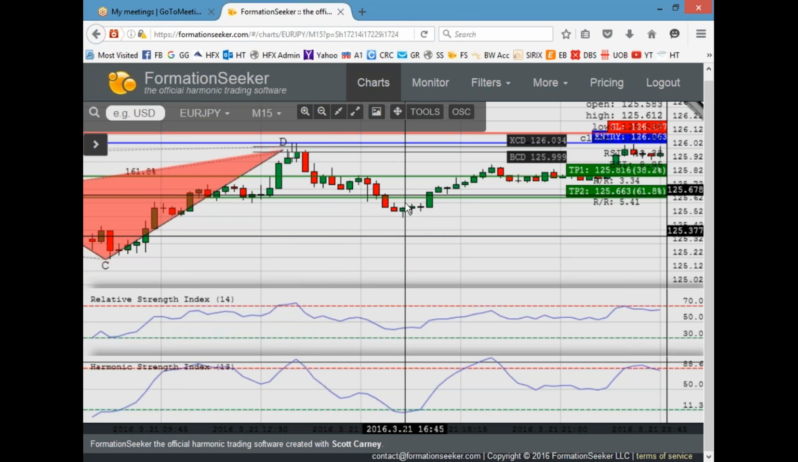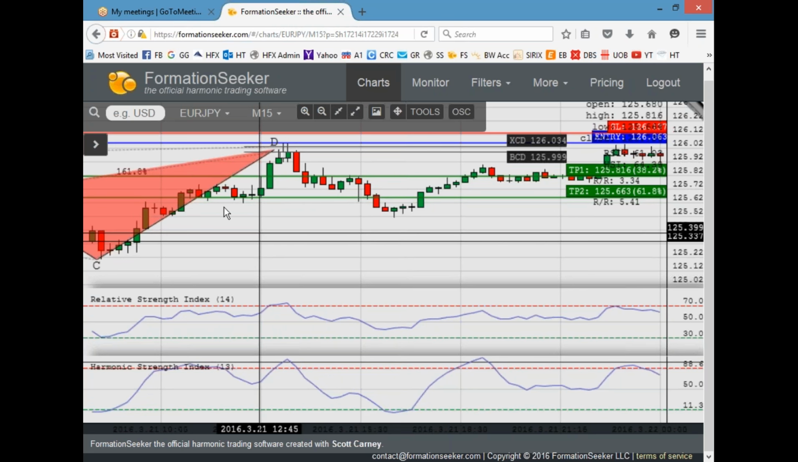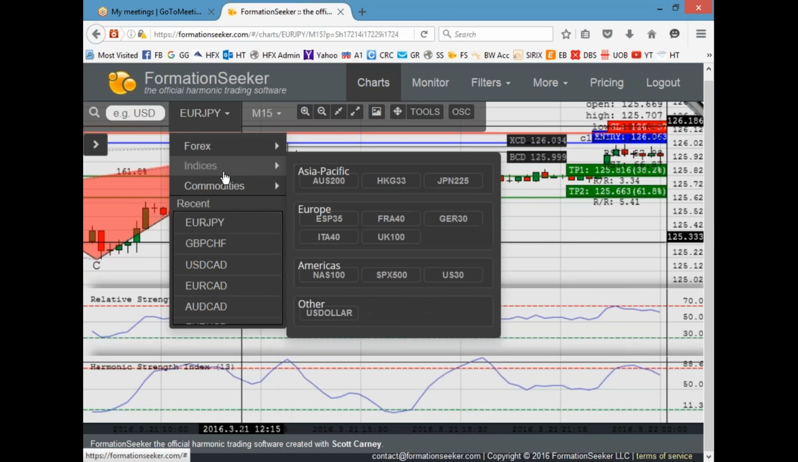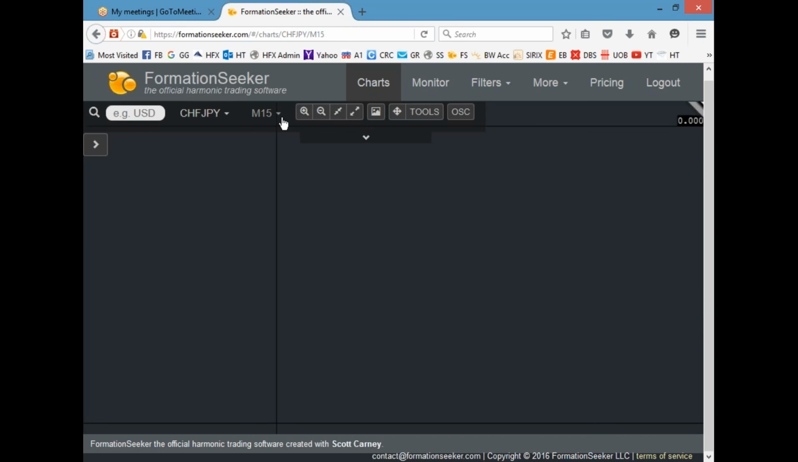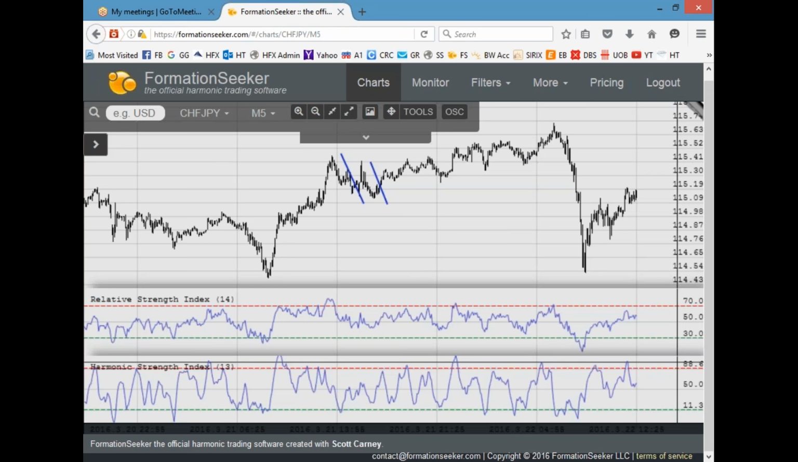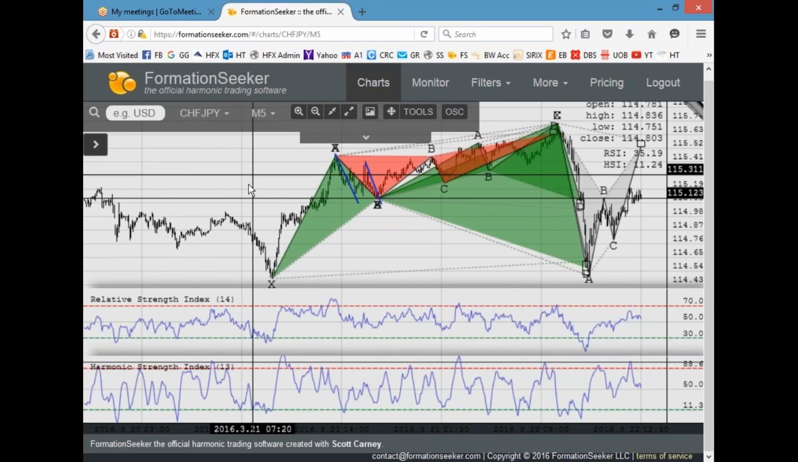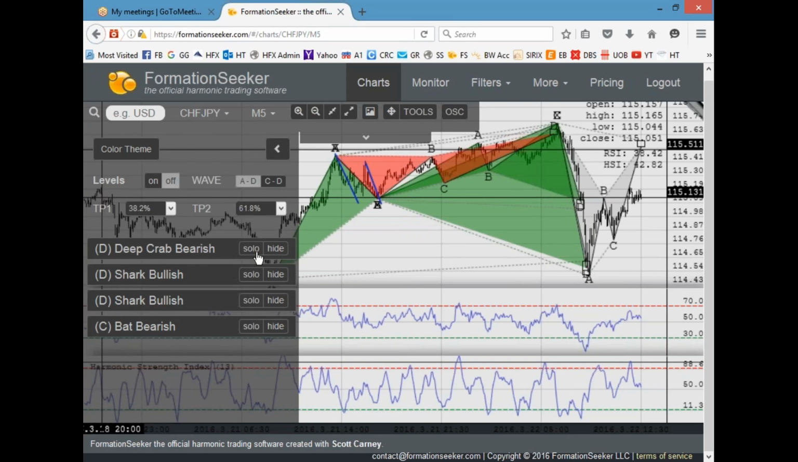Guys, with Formation Seeker, you will get at least 3 to 4 trades a day if you're looking at M15 and above. If you look at M1 and M5, you'll go crazy. You will see a lot of trades. In fact, for the Swiss yen today, because we were analyzing this trade with Scott, I saw something on 5 minutes before this fellow fell.